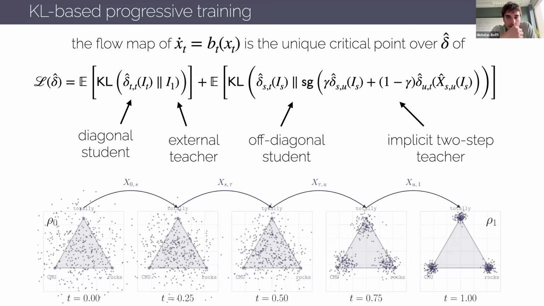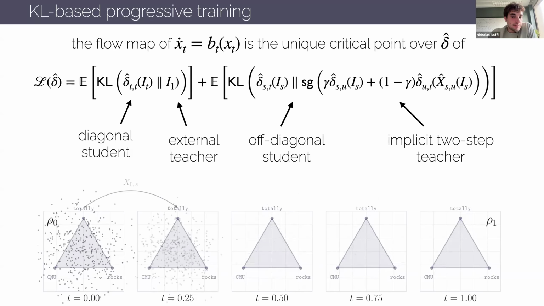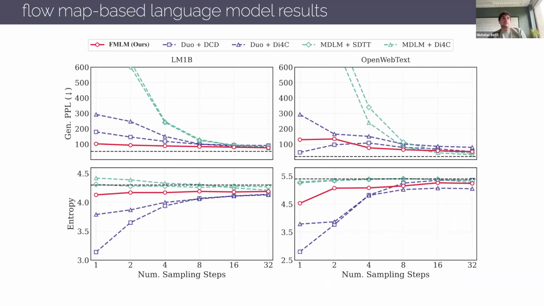Okay, so you stick all these ingredients together and you can train a flow map. And this is exactly what we do. So here I'm showing you the perplexity and the entropy, again, for LM1B and open web text. These are those two data sets I showed you before as a function of the number of sampling steps, but now with our flow map.